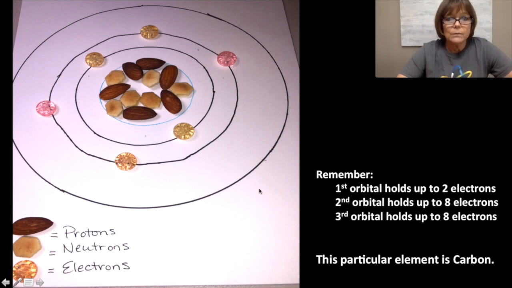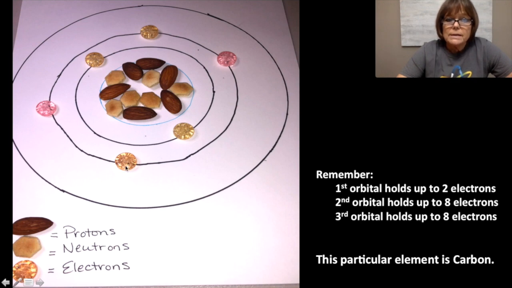Now, I will say again, when I started placing my pieces, I put all of my protons and neutrons in the nucleus first, and then I started placing electrons. Always start inside that innermost circle, and you're going to place up to 2 electrons in that first orbital. If you were doing hydrogen, it only has 1 electron, and you'd only have 1 electron in that circle.